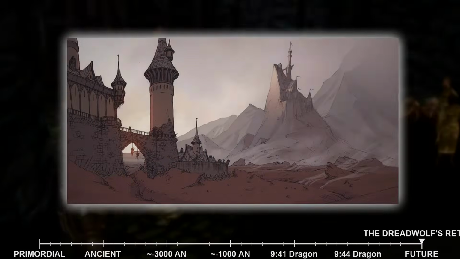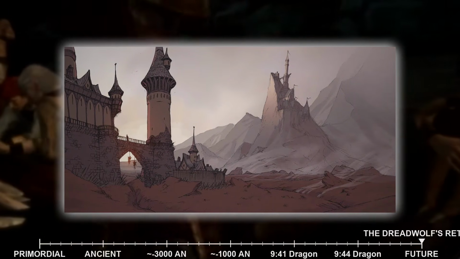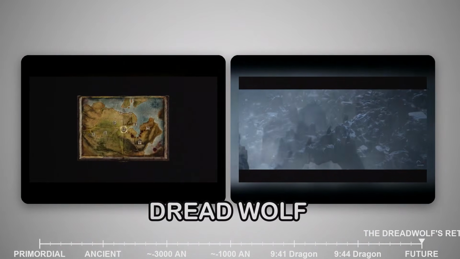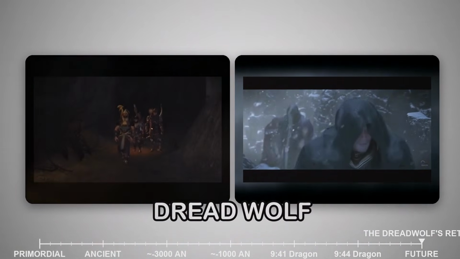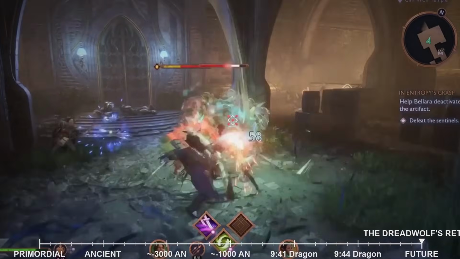The fate of Thedas, and indeed the very nature of reality, hangs precariously in the balance as we brace ourselves for the coming storm. The Dreadwolf is at the door, and the world will never be the same. This is just the beginning of our exploration into the upcoming game, and there's much more to uncover about the challenges and revelations that await us.